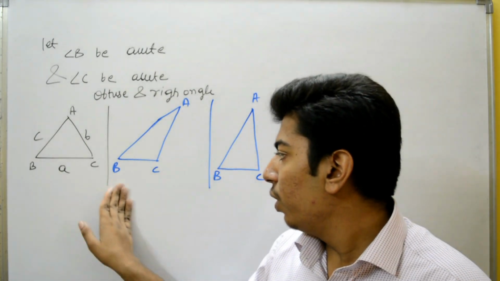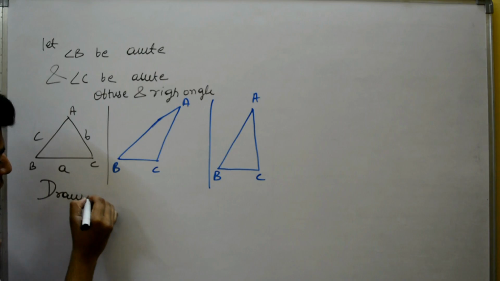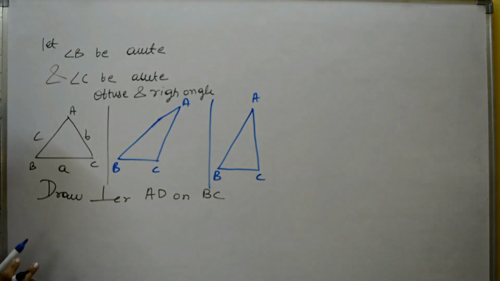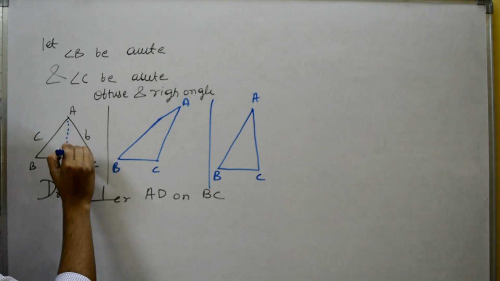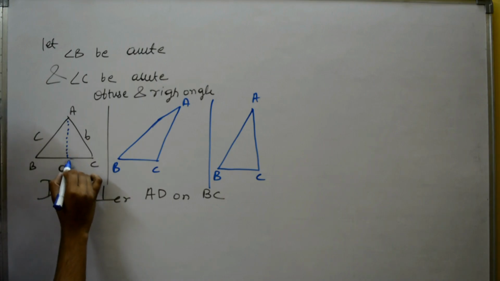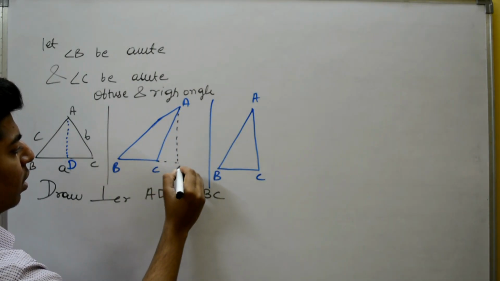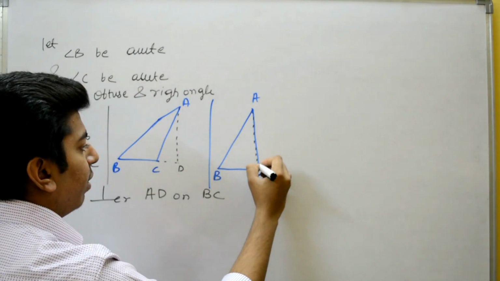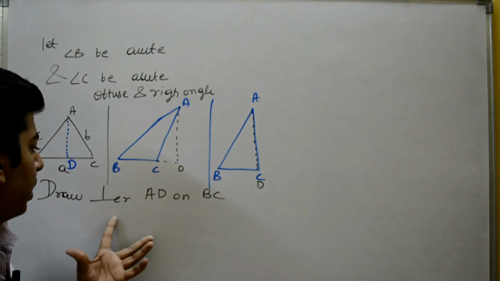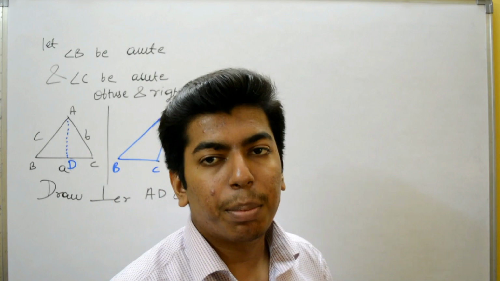So now draw the perpendicular AD on BC. So the perpendicular will be D. And here it will be like this, D. Here it will be like this, D. So AD is drawn on BC, but angle D must be perpendicular.